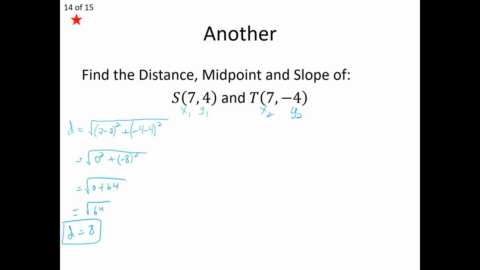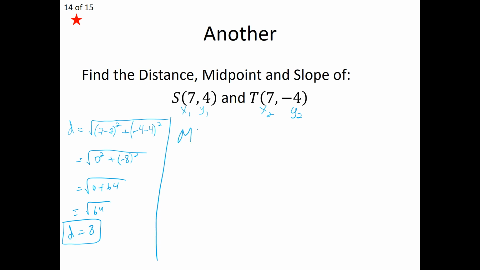Now, if you visualize this, these 2 points are actually on the same vertical line. And so by visualizing that, we could have actually just counted the number of units along the vertical to get from one to the other, which would have then been, we find the length of 8. So there's our distance. Let's do our midpoint now.